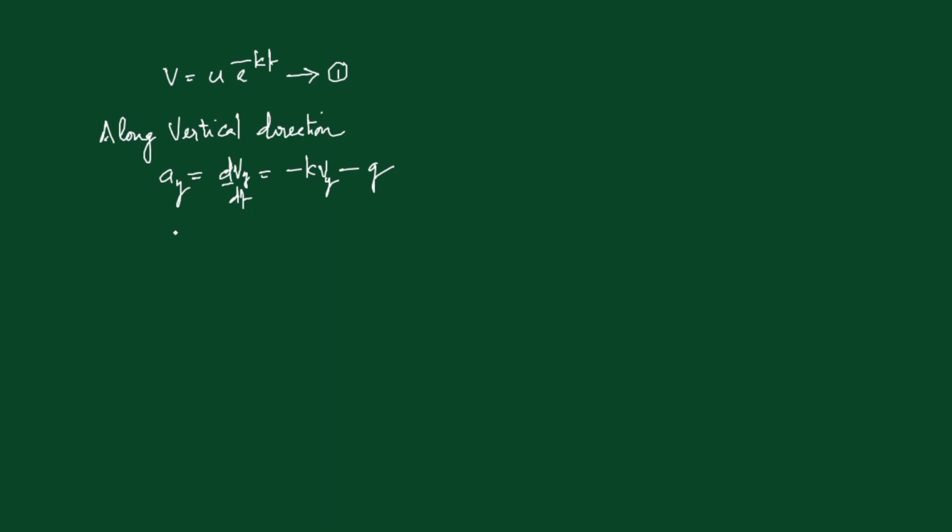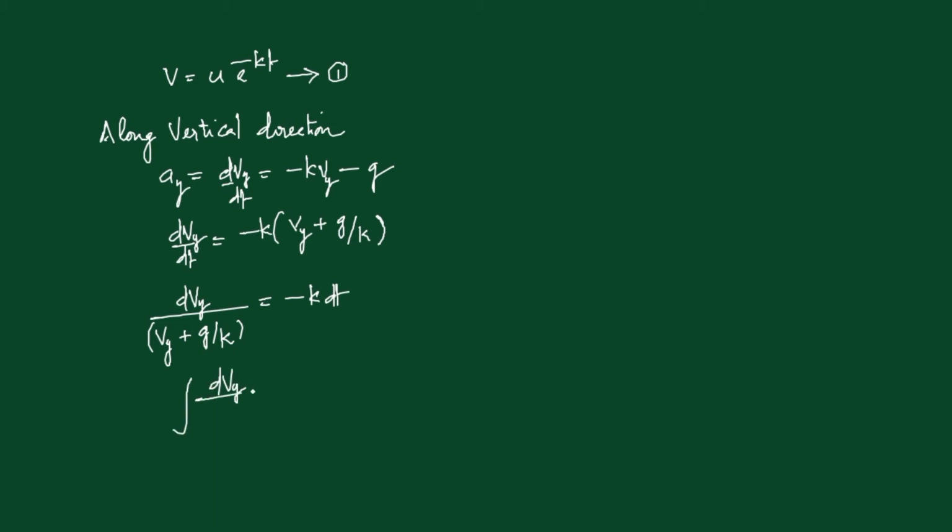Now we can write it as dvy by dt is equal to minus k into (vy plus g by k). Then rearrange the equation as dvy divided by (vy plus g by k) is equal to minus k dt. Now integrate it. So the integral of dvy divided by (vy plus g by k) is equal to minus k times the integral of dt, with time from 0 to t.